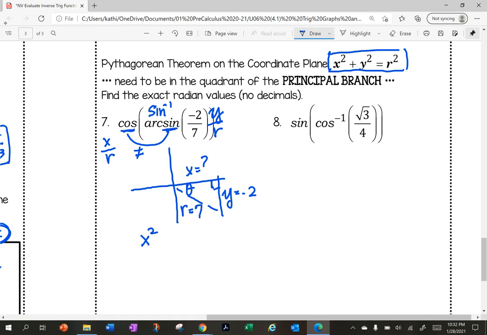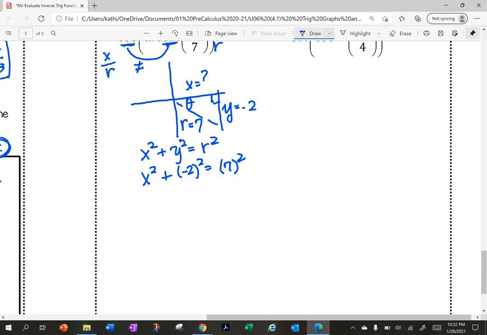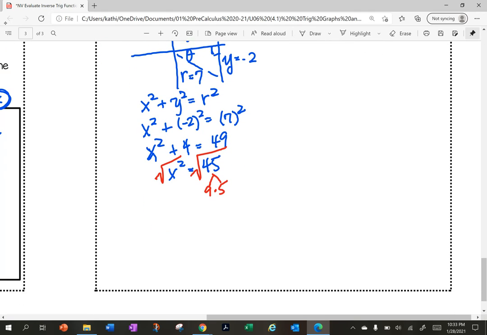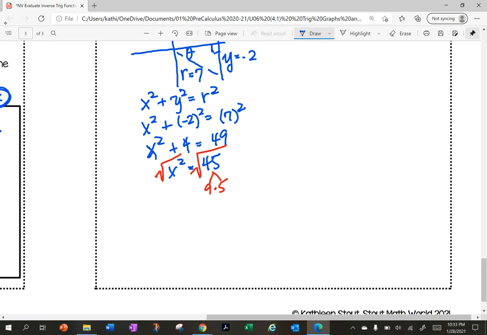So I'm going to start out with x squared plus y squared equals my radius squared. So x squared plus -2 quantity squared equals 7 squared. So x squared plus 4 equals 49. I'm going to subtract 4 from both sides, so I get x squared equals 45. I want to take the square root of both sides, to undo the squaring. I need to simplify my radical with a perfect square, so this is going to be 9 times 5. So x is 3 times the square root of 5.